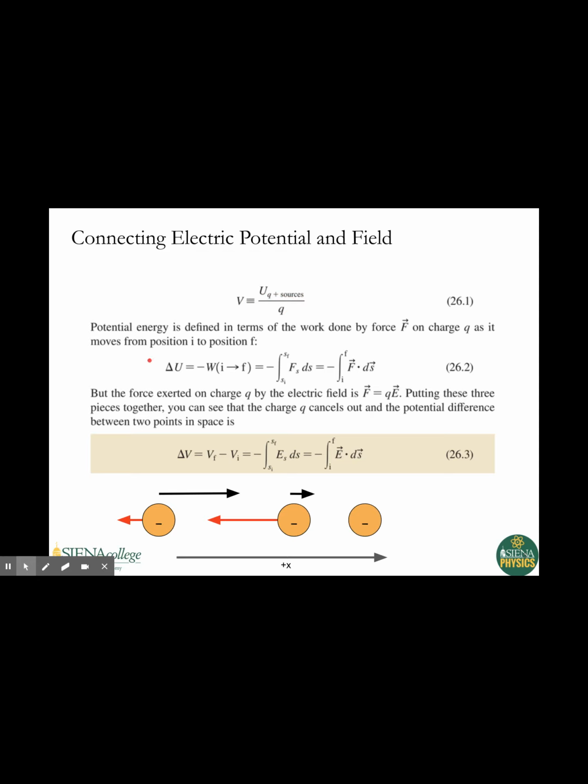Potential energy is defined in terms of the work done by a force on a charge as it moves from position i to position f. So that's just rewritten as the change in potential energy is the negative of the work from i to f. And so I can write that as the negative of the integral of the force times the distance it travels, right? And so this becomes a dot product, right? So I'm looking at the force in the direction of the change in position.